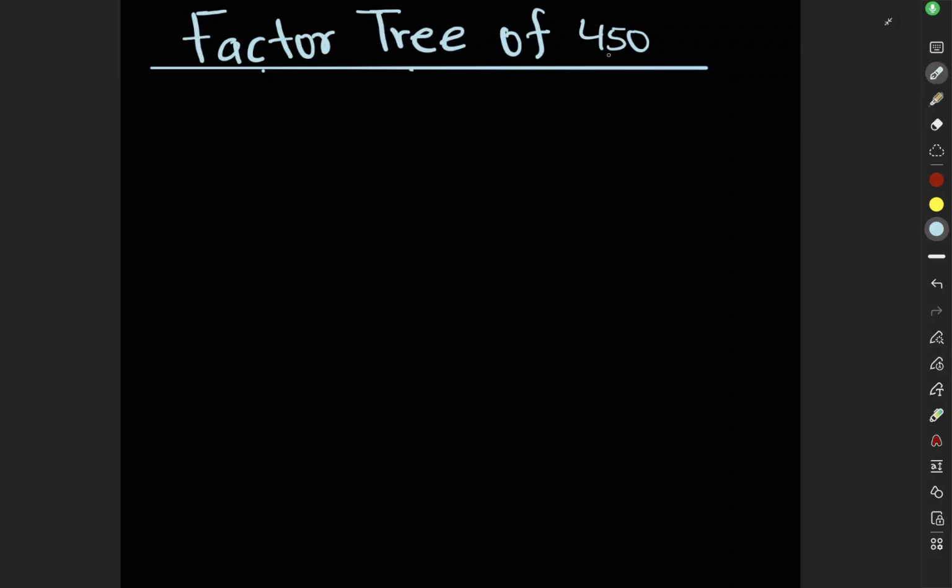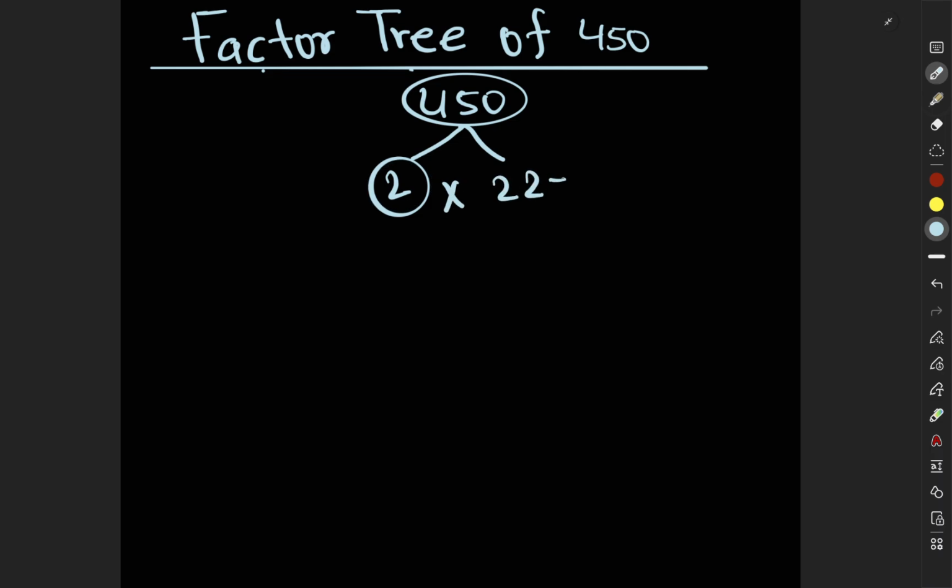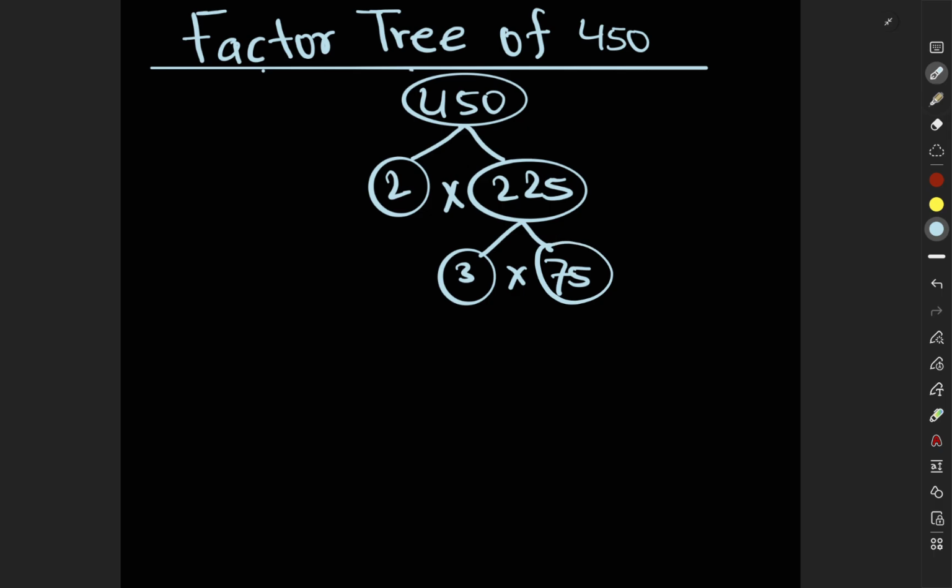Factors of 450. So 450 can be written as 2 times 225. 2 times 225 means 450. 225 can be written as 3 times 75. 3 times 75 means 225.